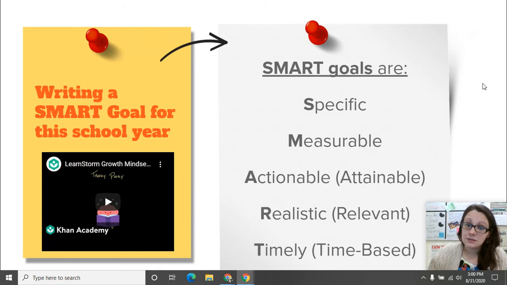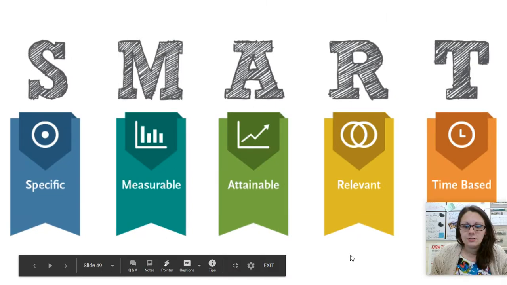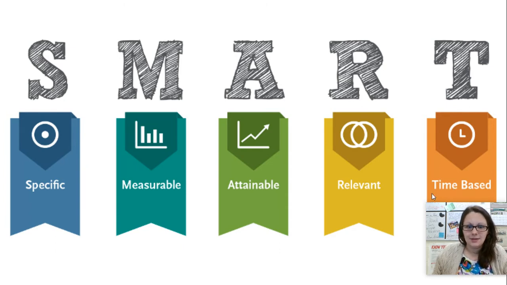So SMART goals are specific, they're measurable, they're actionable, which means you can actually do them, they're realistic, and they're timely. And there is a quick video that you can watch about what a SMART goal is more in detail, which is available under the offline resources for students in Google Drive. So here is another graphic of what a SMART goal is. Again, specific, measurable, attainable, relevant or realistic, it's a synonym, and time-based or timely, another synonym. And attainable and actionable are also synonyms. So different words, same acronym.